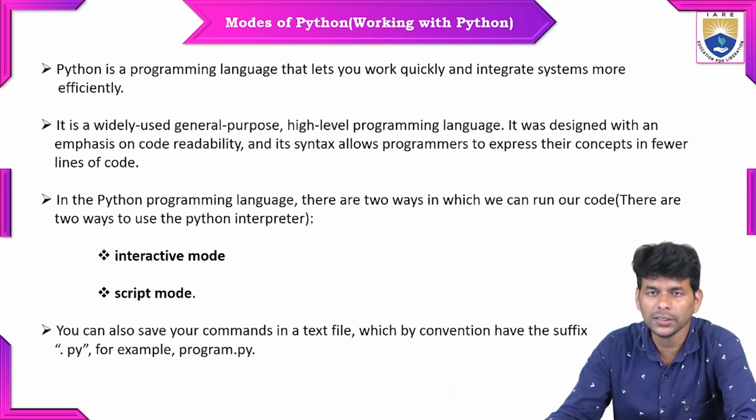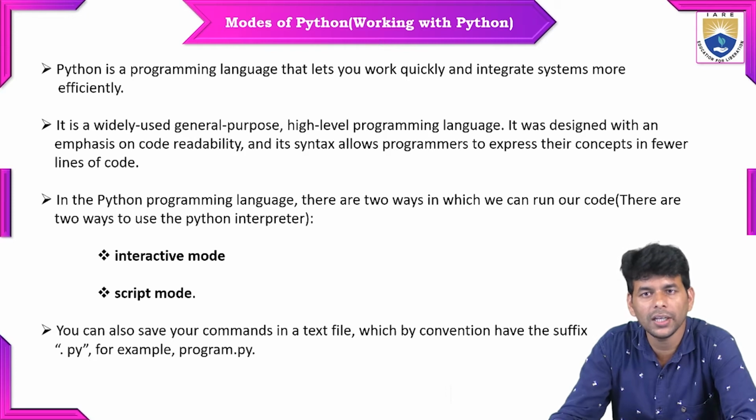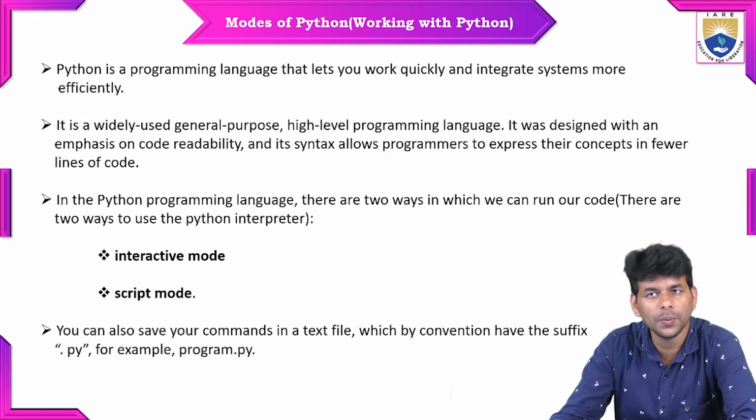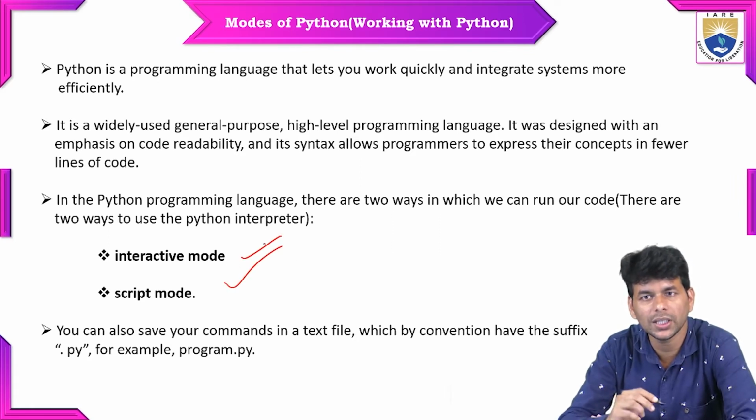In the previous class, I gave just a small description of the interactive mode. Now in this class, I will give detailed information about both modes, interactive mode and script mode. The modes of Python are nothing but how I am working with Python, how I am writing the code, and how I am executing the code. Here we have two types of modes. The main modes are the first one, interactive mode, and the second one, script mode.